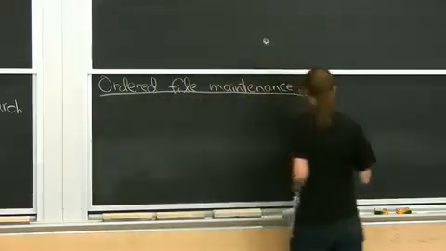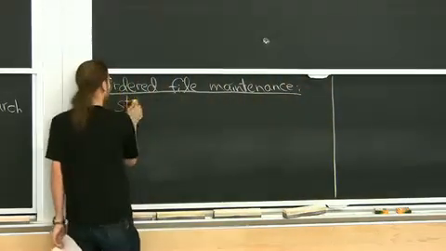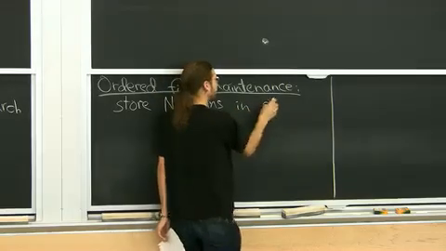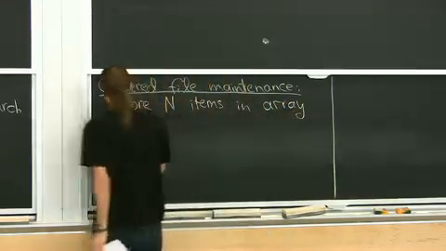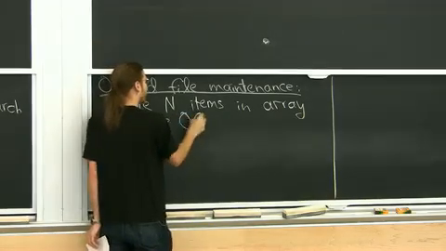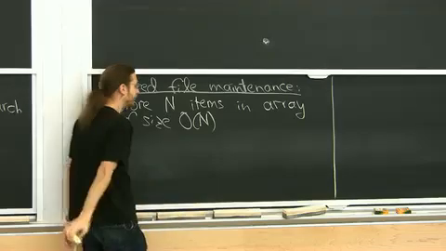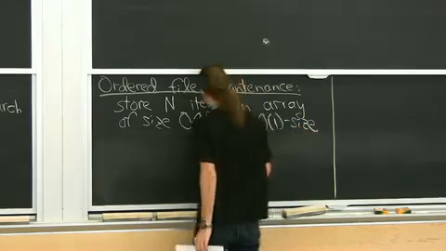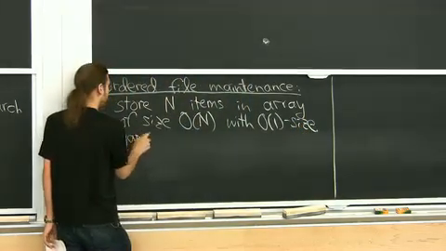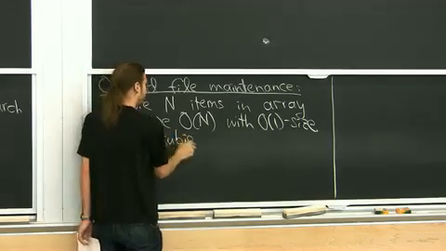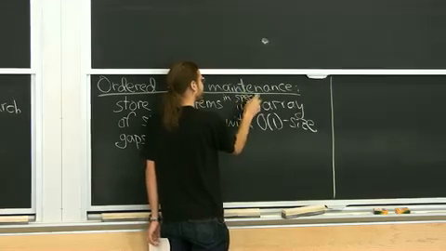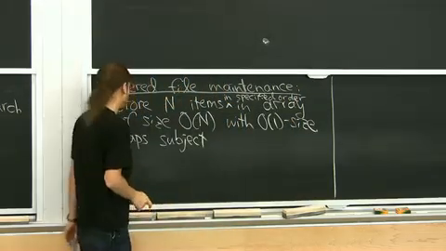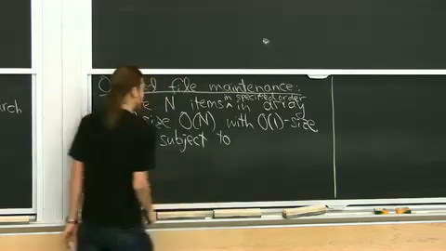So let me first remind you of the problem. We want to store n items in a file, which you can think of as an array of size order n, with constant size gaps, and in specified order, subject to inserting and deleting items in that order.